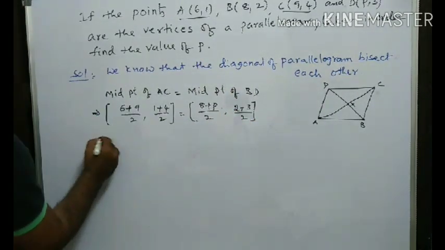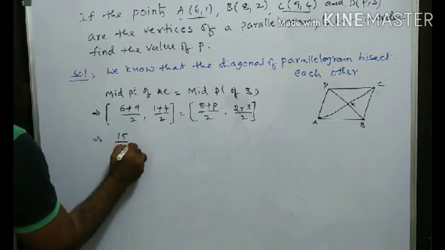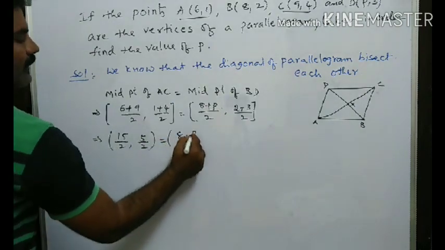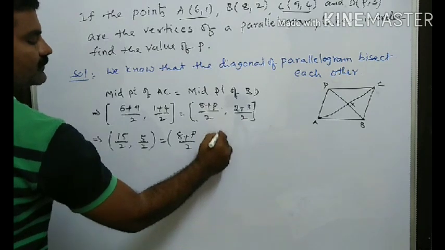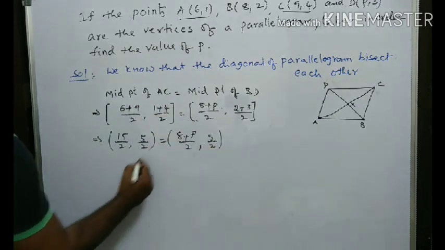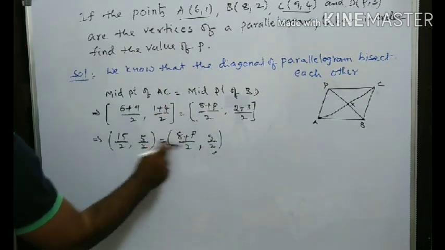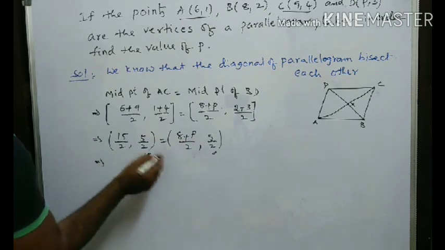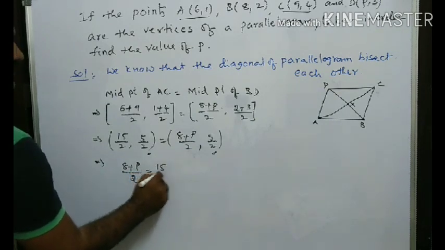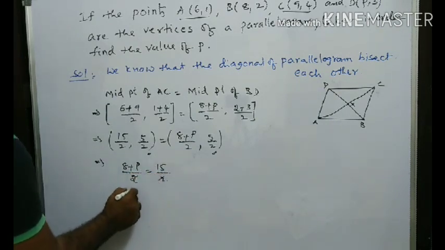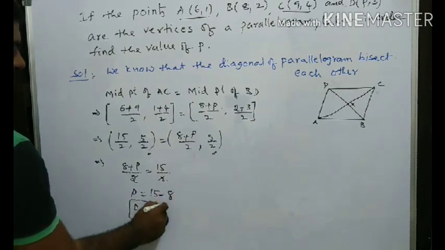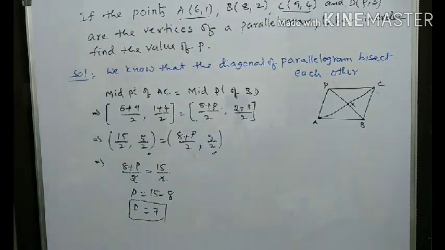by 2. Now clearly this is 15 by 2 comma 5 by 2, which is equal to (8 plus P) by 2 comma 5 by 2. Actually both are equal, I mean the x coordinate must be equal and the y coordinate must be equal. For example, we got it clearly here, the y coordinates are equal. Then no doubt even the x coordinates are also equal. So let us equate (8 plus P) by 2 is equal to 15 by 2. So 2 gets cancelled. P is equal to 15 minus 8. Hence the value of P is equal to 7.